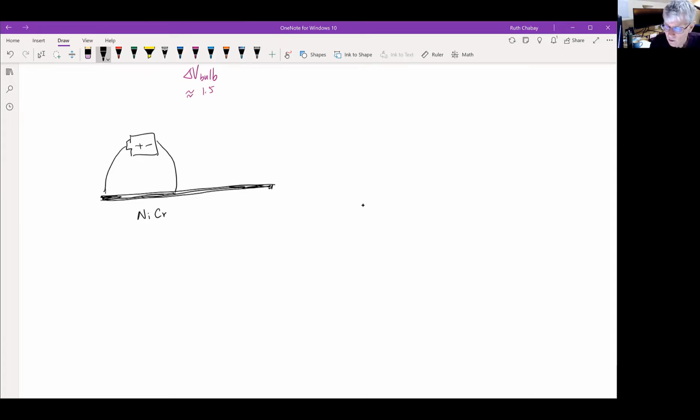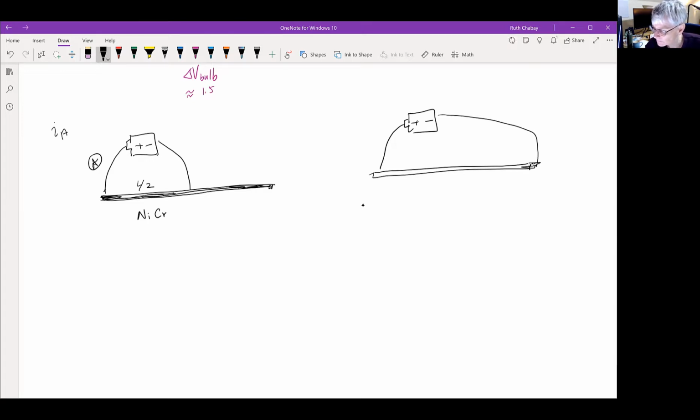And so what we're going to do is take half the length of this wire, and compare the current in this circuit, so this is circuit A, to a situation where we use the entire length of the nichrome wire in the circuit. And we'll call this circuit B. Now we're using the same battery. So the question is, how does the current in circuit A compare to circuit B?